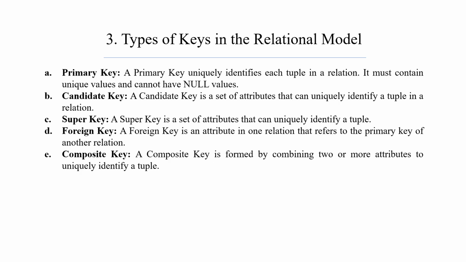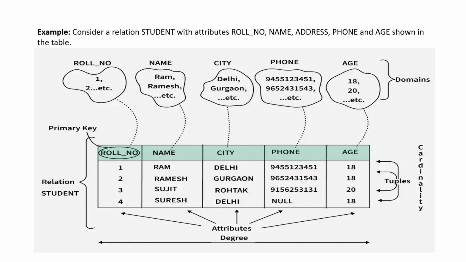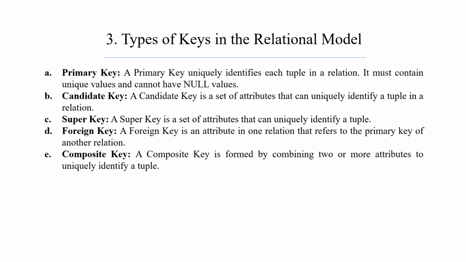Now composite key. A composite key is formed by combining two or more attributes that uniquely identify a tuple. This also contains a set of attributes, but it should be 2 or more than 2. It should not be less than 2. For example, considering a set of attributes like roll number, name and city, this consists of 3 attributes in a set. Here roll number individually or name individually cannot be accepted. This is known as composite key.